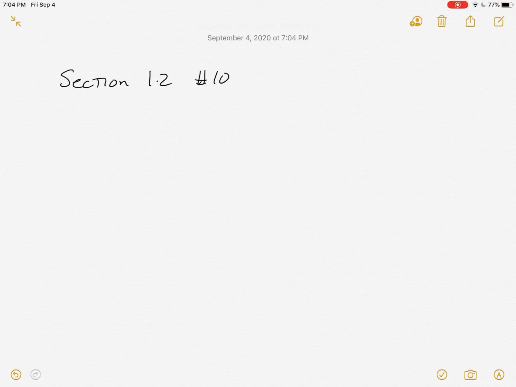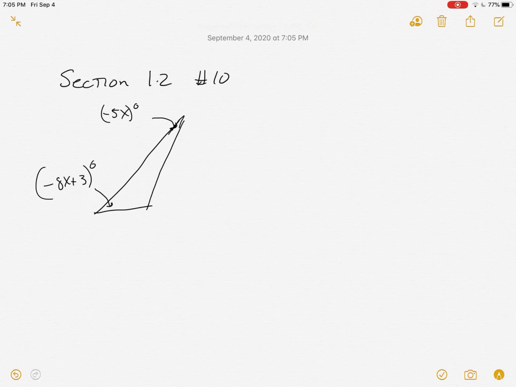And so you only need to know two things: that the sum of the angles of a triangle add up to be 180, and that a straight angle is 180 degrees. You have a picture that looks like this as you look at 1.2 number 10. They tell you that this angle right up here is negative 5x degrees, and this angle down here is negative 8x plus 3 degrees.